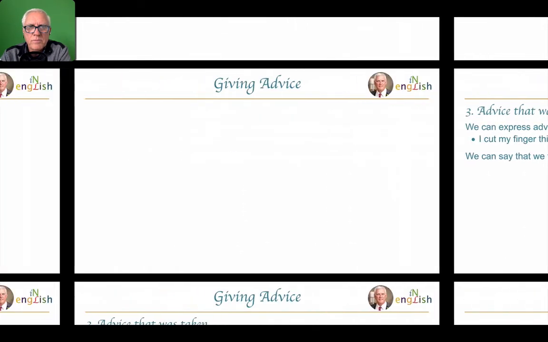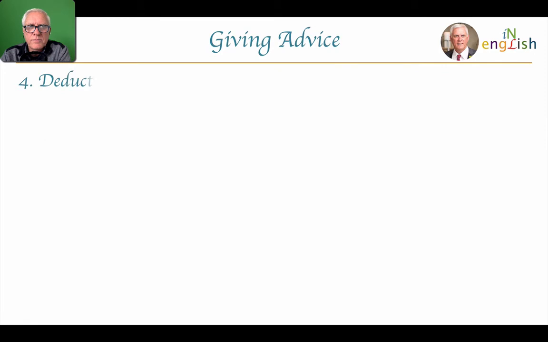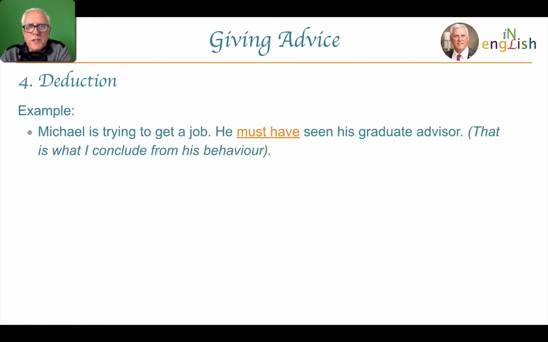Now, deduction. What is deduction? It's when I see something has happened and I think to myself, why did that happen? And I join dots together to ascertain why something happened. We call that deduction. For example, Michael is trying to get a job. He must have seen his graduate advisor. That is what I conclude from his behavior.